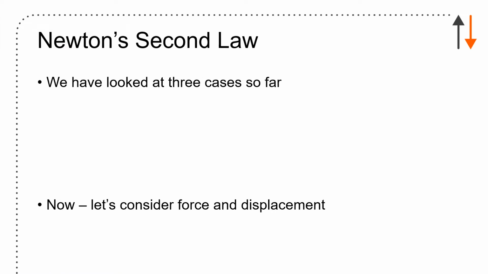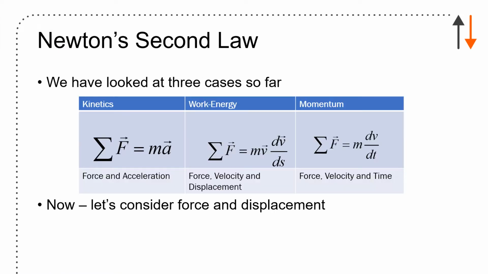Okay, so we've had three cases so far. Those three cases are the kinetics: sum of forces equals mass times acceleration. Great, I know that one. So that's there. Work energy, mv dv ds. Okay, no problem. These are great because it's easy to follow. And then finally I have momentum, which is force, velocity, and time. So acceleration, velocity, and distance. Force, velocity, distance, and then finally force, velocity, and time.